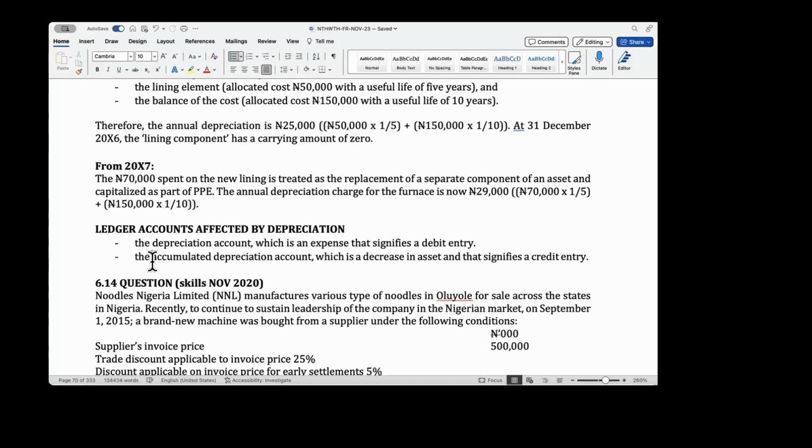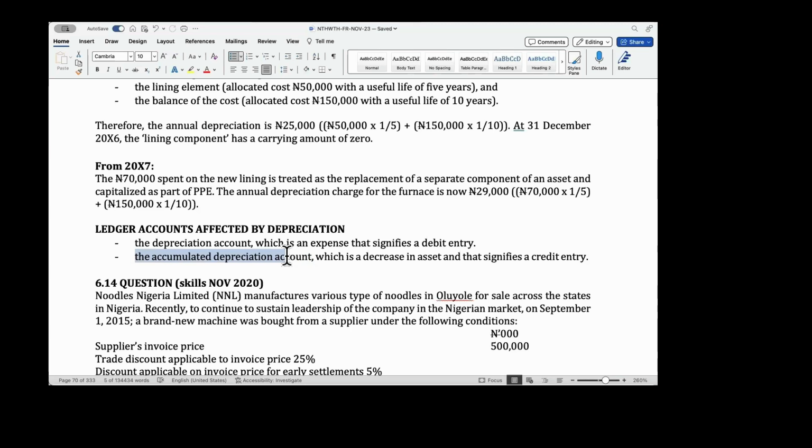So if you are charging depreciation, after 5 years, for example, if you go to your accumulated depreciation account, the balance there will show you the depreciation you have charged over 5 years. So while this depreciation account is just for the year, is an expense, this other one, accumulated depreciation, is a decrease in assets. It's usually charted to the asset account, but it's something you would continue to carry forward, right?